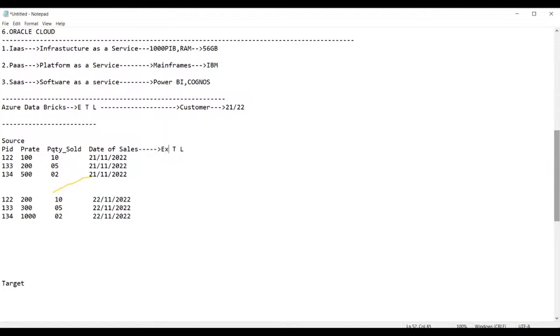Let us see how ETL is applied here. ETL stands for extraction, transformation, loading. Let us see how the extraction is done here. The first process of extraction is where you have to pick up the data. Do we require the product ID to find out the net sales amount of the day? Do you require the product ID, guys?